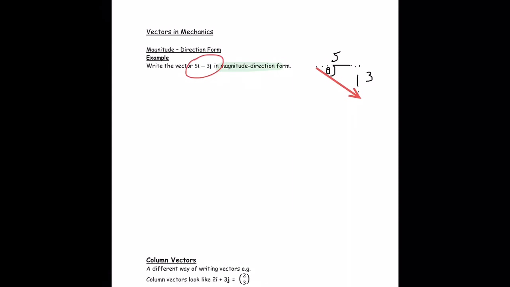So its magnitude, remember we can write magnitude as the modulus of 5i minus 3j, is given by the length of the vector, which is the red line over there. Just a bit of Pythagoras, so that's going to be the square root of 5 squared plus 3 squared, which is square root 34.